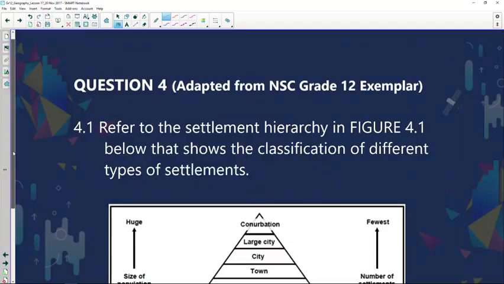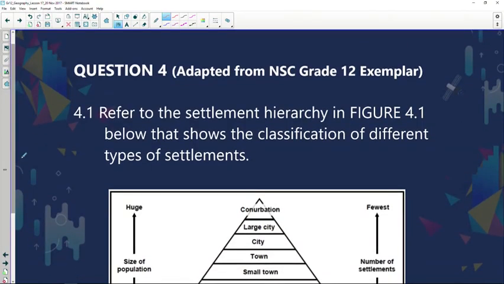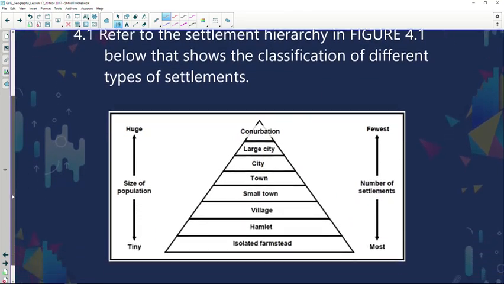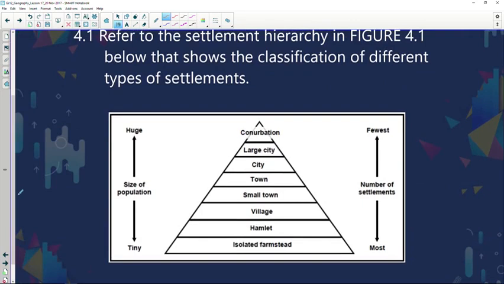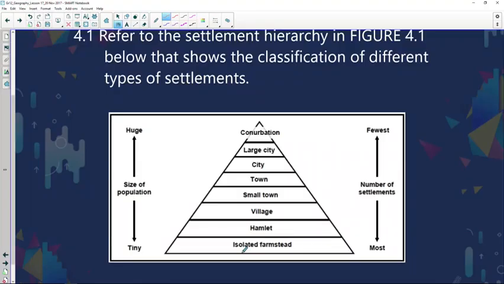Question 4.1 refers to the settlement hierarchy in figure 4.1 below that shows the classification of different types of settlements. Let's quickly have a look. What is a settlement? It's where people live. If you look at this figure, the smallest settlement is an isolated farmstead, and we discussed it in the previous lesson when we looked at Constantia, that map of Cape Town. It's basically like a farm, where the family and the workers live. That's your smallest type of settlement.